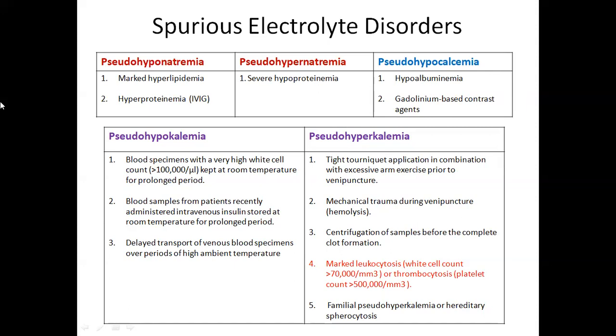You can take a screenshot and keep it with you. Whenever you get an electrolyte disturbance, just go through this and check whether your patient has any of these conditions which can predispose to pseudo electrolyte disorders.